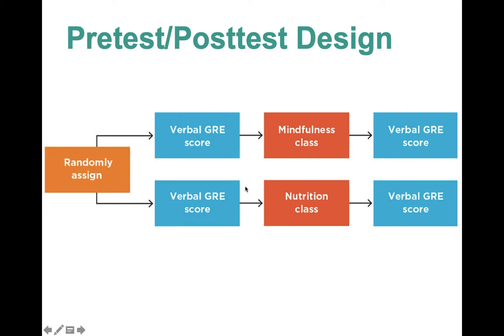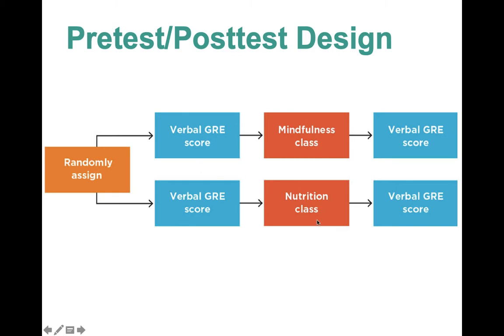So they were able to get their score on the dependent variable 2 times, and this allows the researcher to basically control for their level of GRE knowledge, and then within participant you can see whether there's a change that can be attributed to either the mindfulness class or the nutrition class.